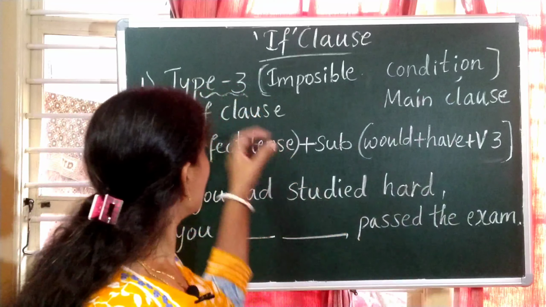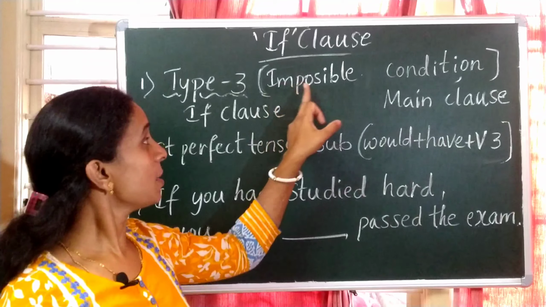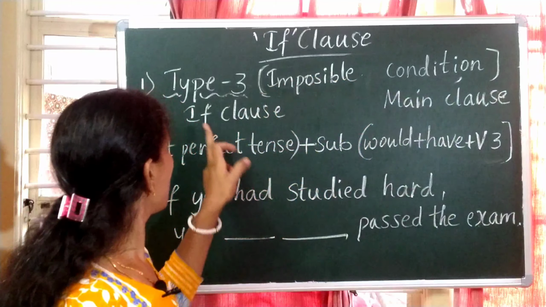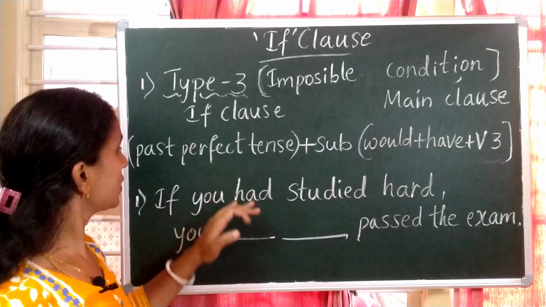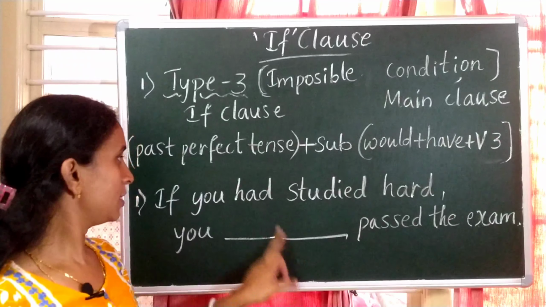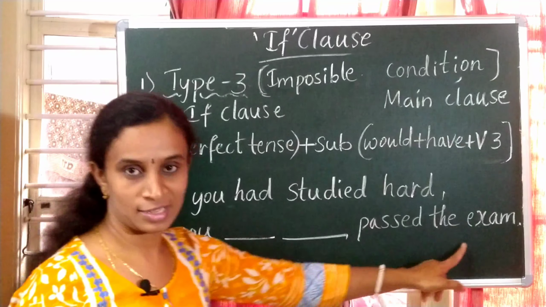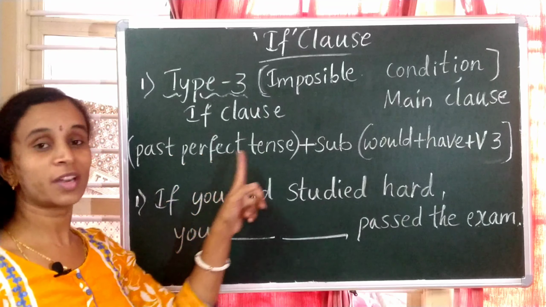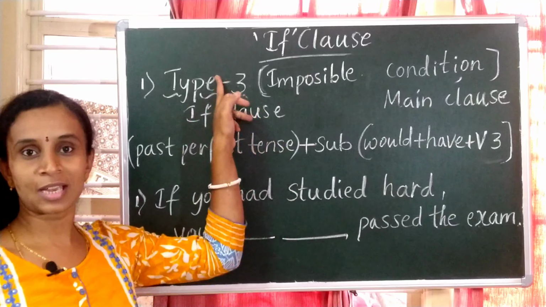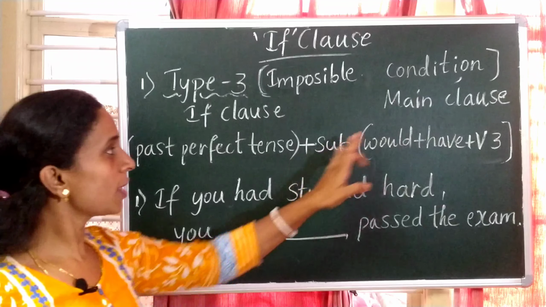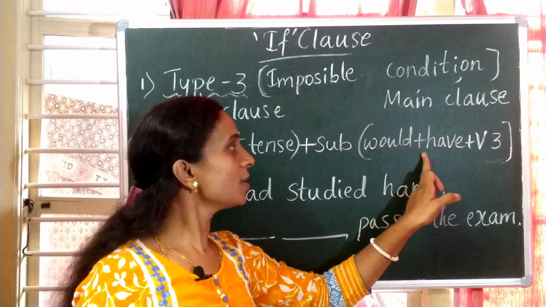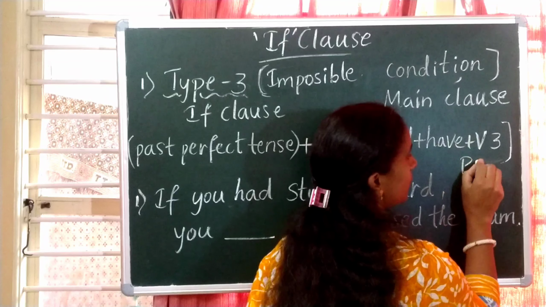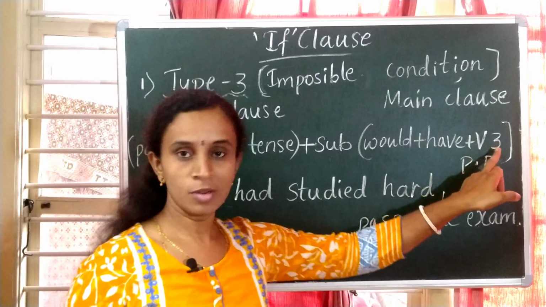See, this is the type 3 condition. It is impossible to fulfill the condition. Here are examples; this is the if clause and this is the main clause. Type 3 conditions are in past perfect tense. In the main clause we use would plus have plus V3. V3 means past participle form, the verb in form 3.